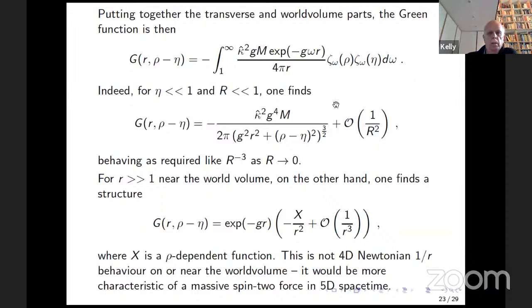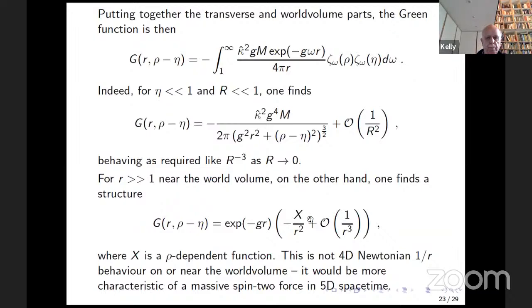the following structure. Again, remember, you can set eta to zero if you wish, and you find again the 1/R³ behavior, which is the leading behavior of the near field solution as anticipated. On the other hand, as you go far away on the world volume, so now little r is becoming large, you find a certain structure given here. It's exponential e to the minus gr, some function of rho, and it's 1/R².